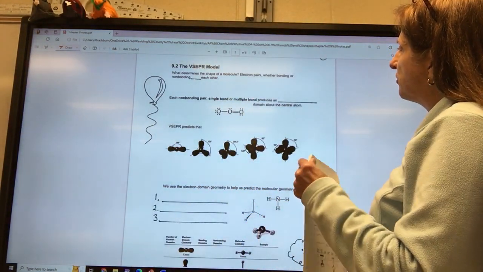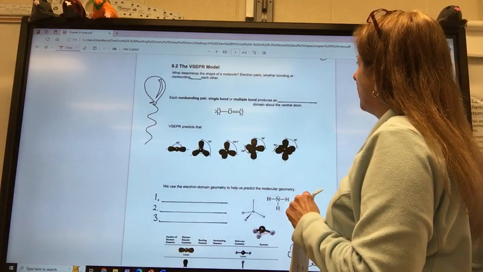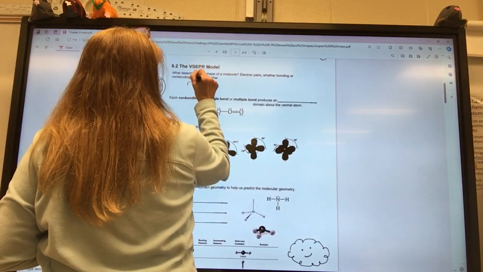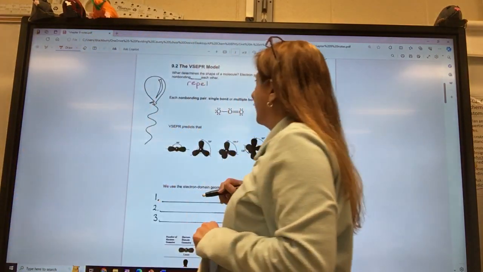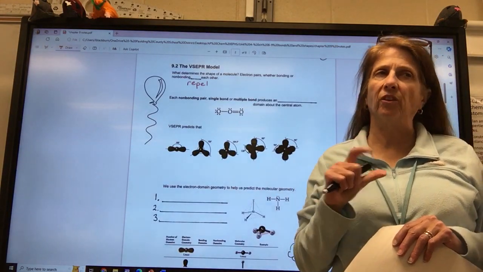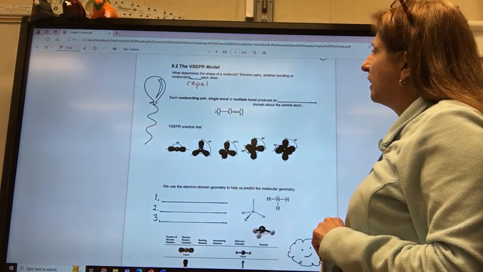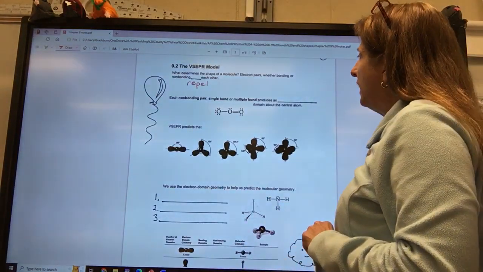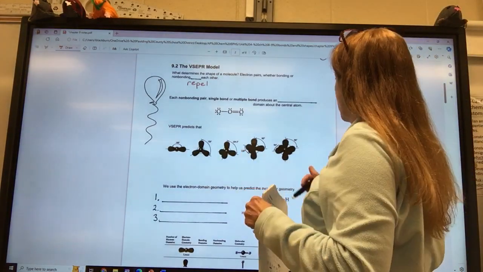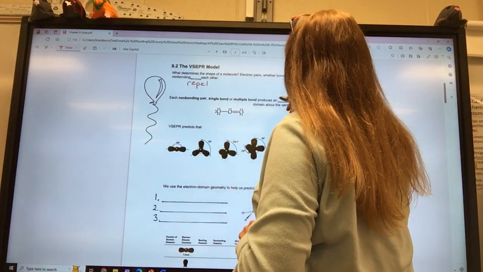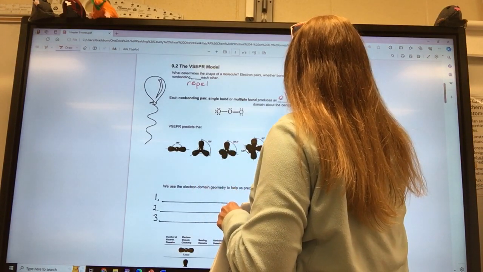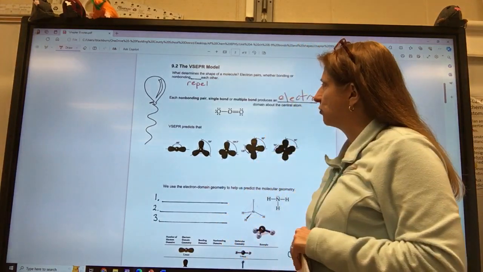So what determines the shape of a molecule? Electron pairs, whether bonding or non-bonding, repel each other. I'm going to write it down here because I didn't give myself a big blank. It all has to do with the repelling. Just like our pretzels repelling each other and our marshmallow, it gives it the shape. Because remember, likes repel. Each non-bonding pair, single or multiple bonds, produces what is called an electron domain, or just the domain for short, sometimes you hear it. An electron domain about the central atom.